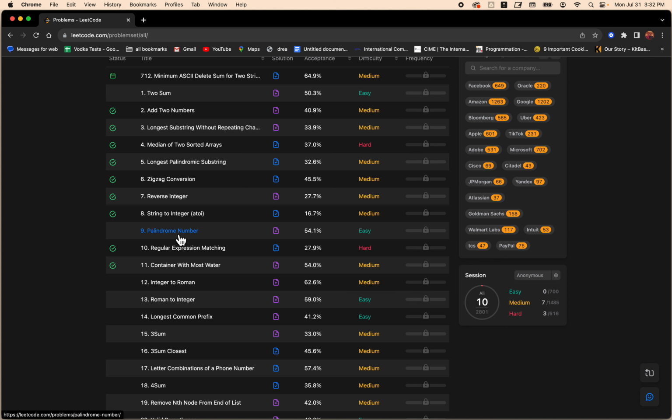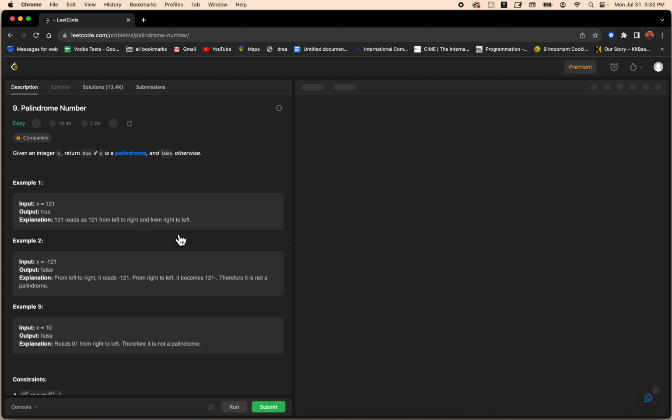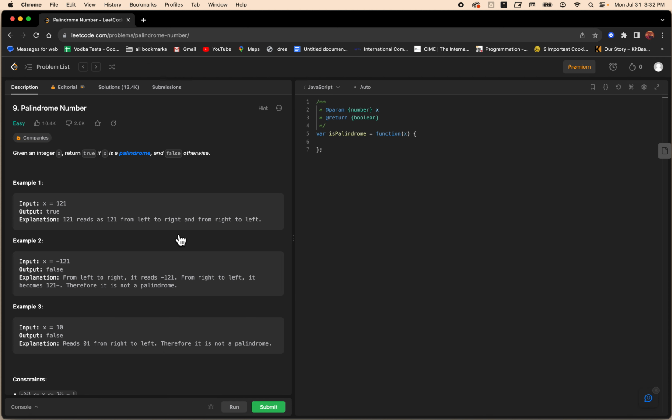Let's try this one out. I haven't looked at this problem at all, don't know what it is. Palindrome number. Let's see. Given an integer x, return true if x is a palindrome and false otherwise.